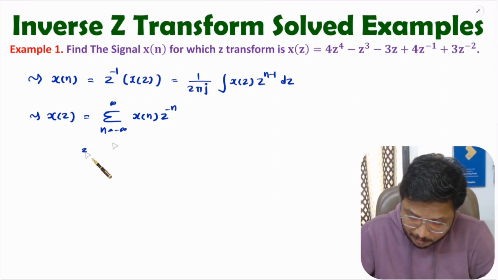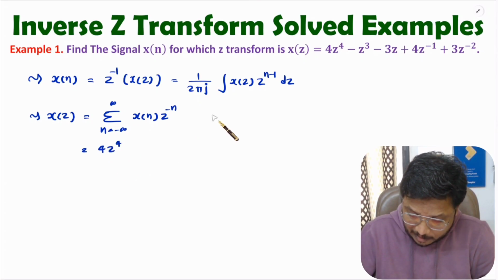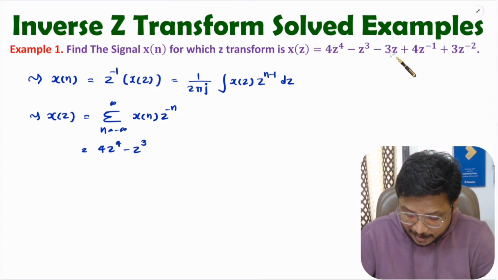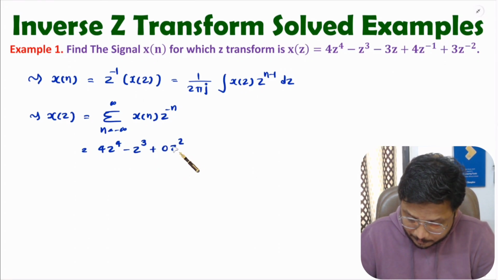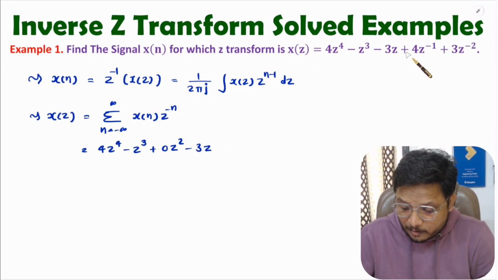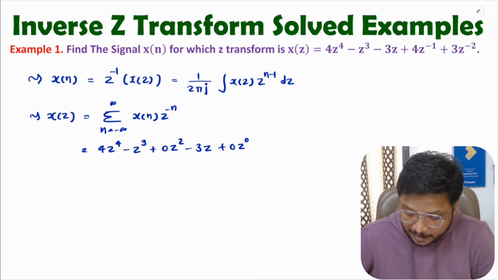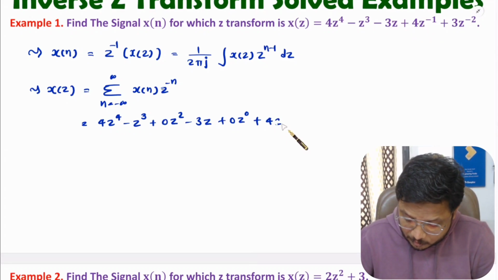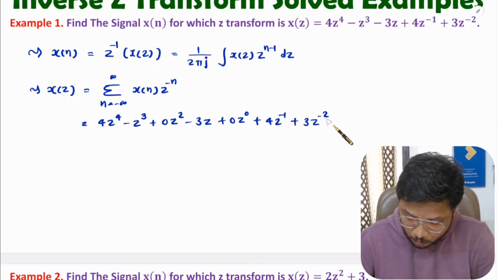You can observe, here we have 4 into z to the power 4, that is the highest order. After that we have minus z cube, and then we have 0 coefficient along with z square, right? And then we have minus 3z. After that, we don't have a z to the power 0 coefficient, so plus 0 into z to the power 0, that I am writing. After that, we have 4 into z to the power minus 1, and then we have plus 3 into z to the power minus 2.